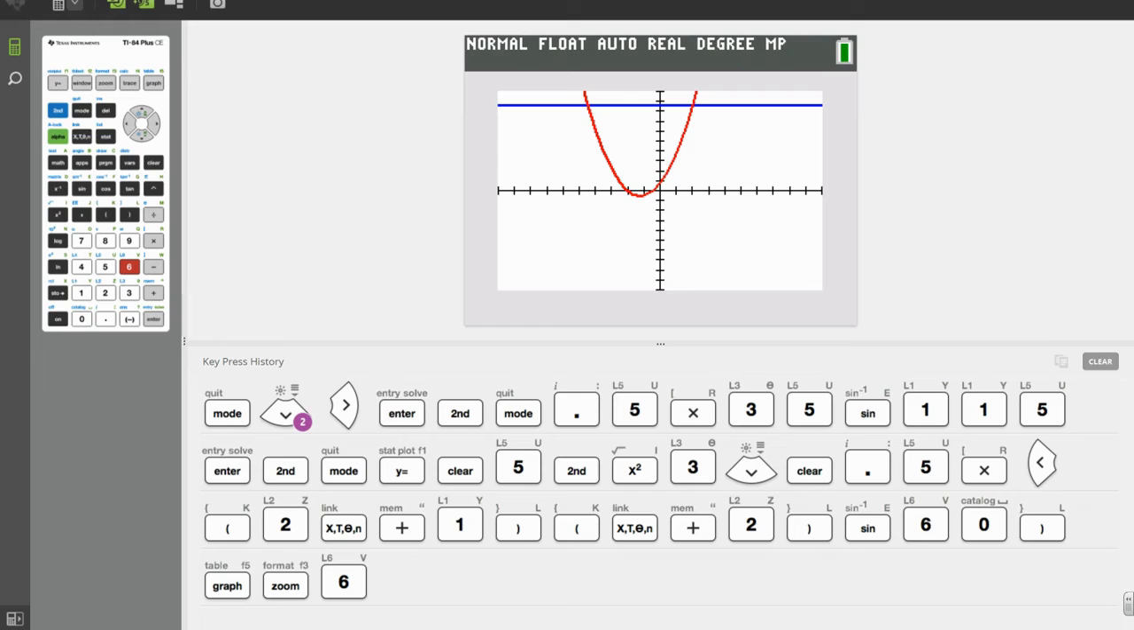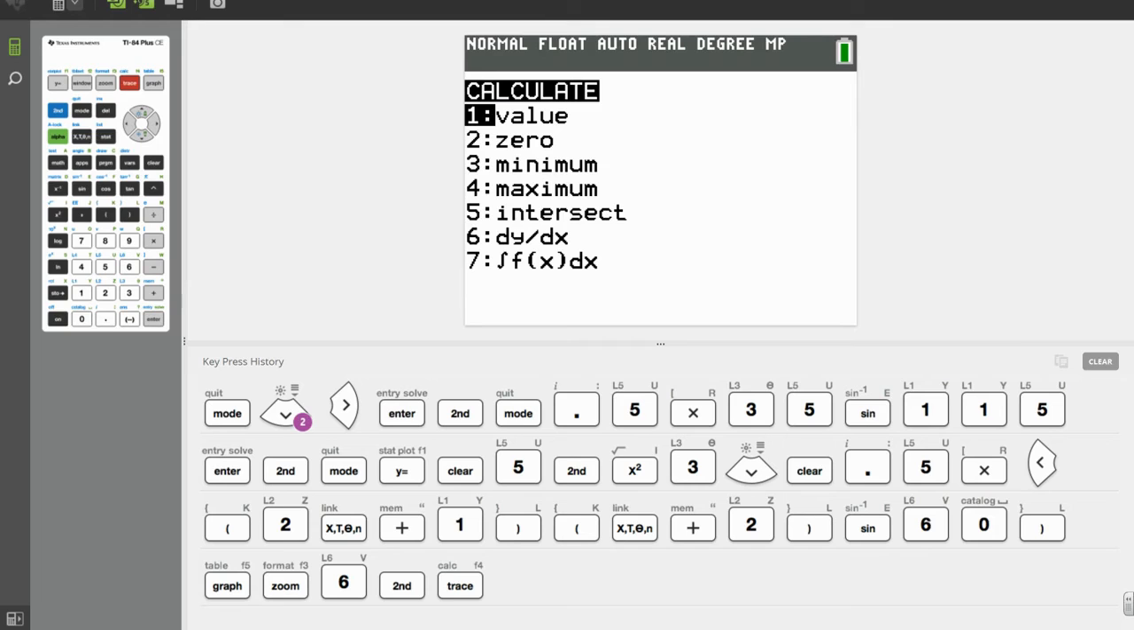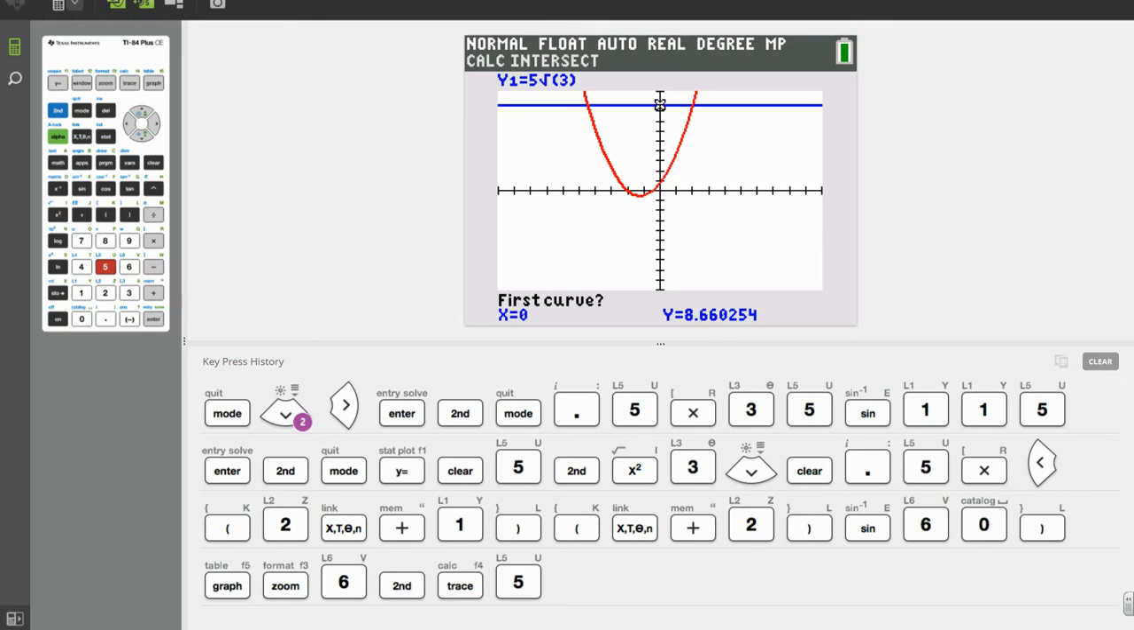Now, knowing the problem, I know that a negative value is not going to work in the context of this problem, so I'm not even going to bother finding the left side intersection point. I'm just going to look at the right side intersection point. And we already know the answer is 2, but we'll just confirm it. So we're going to go to second calc, number 5. We're going to move our little spider near the intersection that we want to find. We're going to hit enter, and hit enter again. And we get our intersection point is x equals 2.